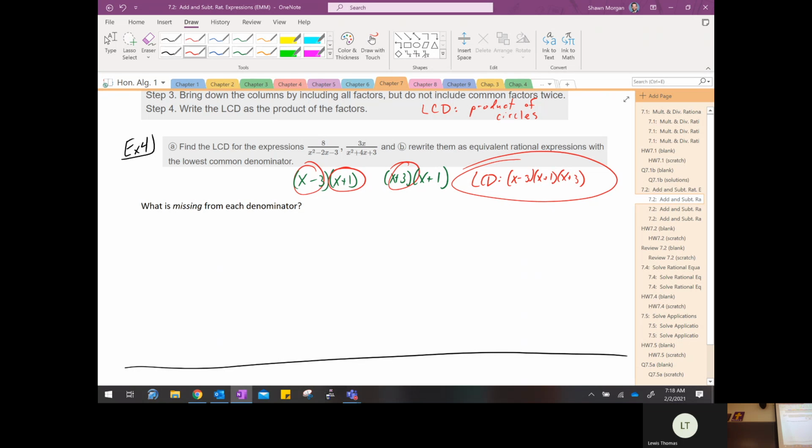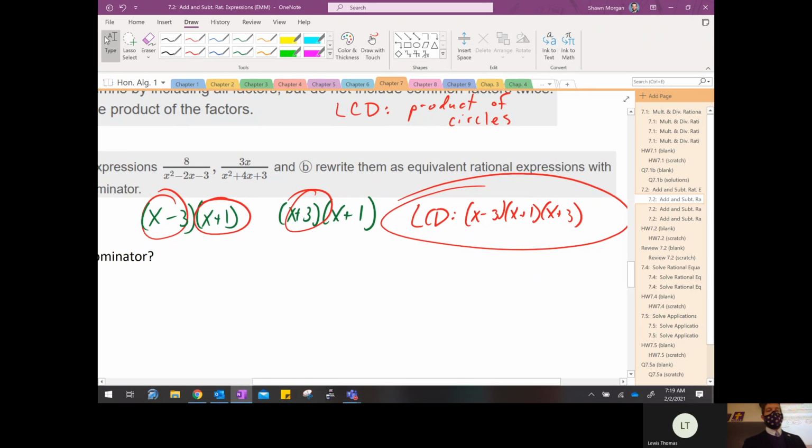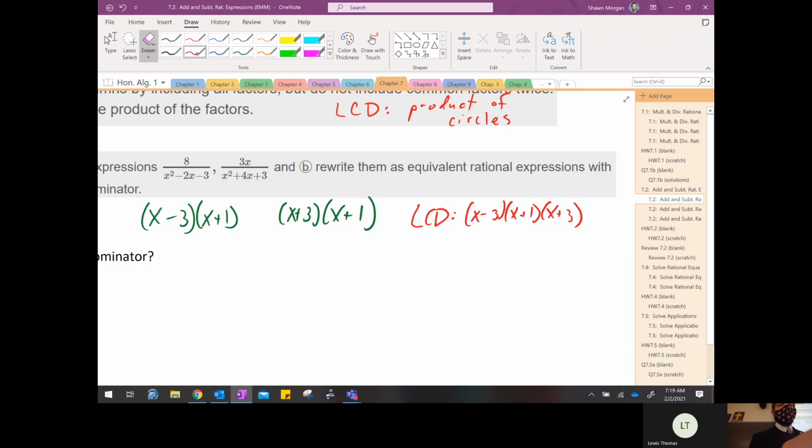So from that first denominator, we got a couple factors that are already present, right? We got x minus 3, we got x plus 1. So what's missing? There's 3 factors that I'd like to have. My LCD has x minus 3, x plus 1, and x plus 3. So what's missing from that first fraction? Okay, well, let's see here. Is there an x minus 3 in the first fraction? Check. Is there an x plus 1 in the first fraction? Check. Is there an x plus 3 in the first fraction? No, that's what's missing, in other words.